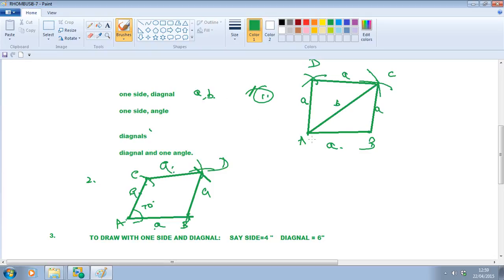See the first diagram. From A, you have to draw an arc for B with the length of the side. From the point B, the arc length is A. So we'll also clearly mark the small a as the length of one side, a side. This is the diagonal.